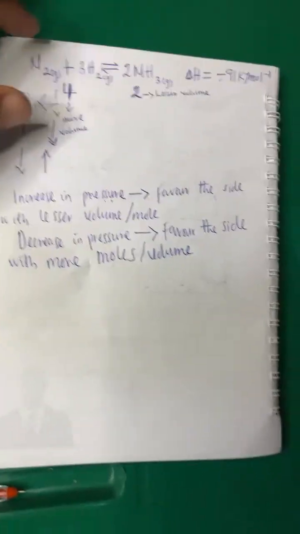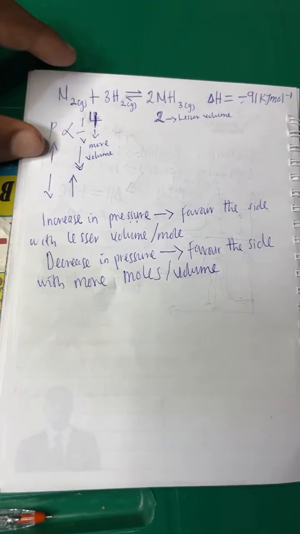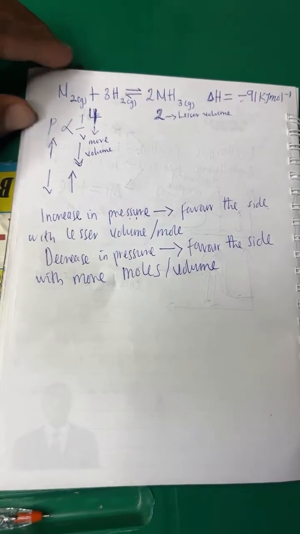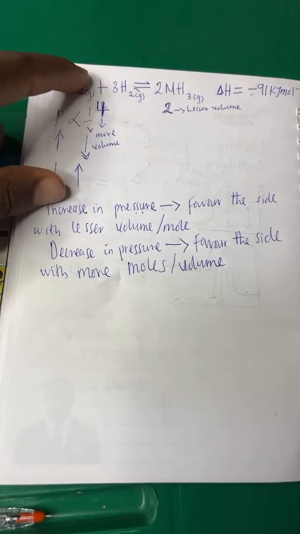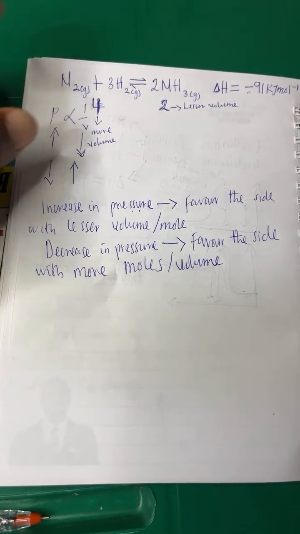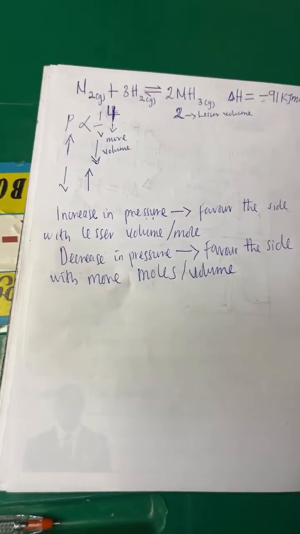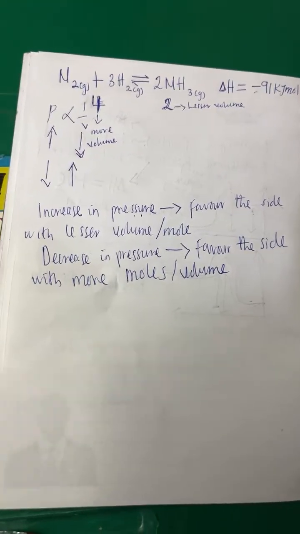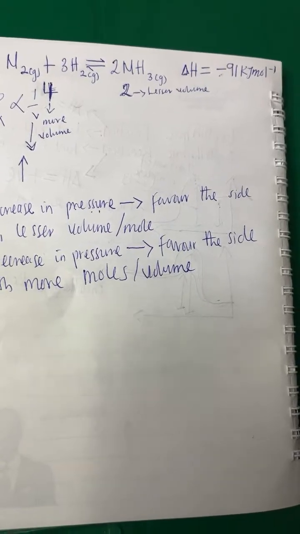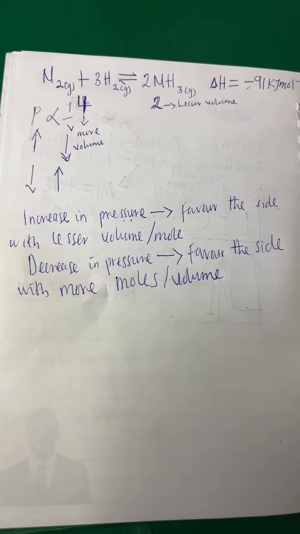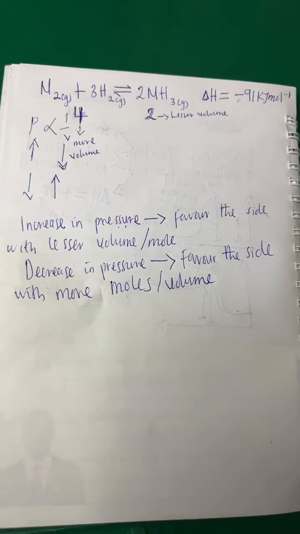So now, for this Haber process, where nitrogen gas is reacting with hydrogen gas to give us 2 moles of ammonia, if there is an increase in pressure for this particular reaction, which direction will it favor? Will it favor the forward reaction or the backward reaction? From this explanation that I just made, if there's an increase in pressure, it will favor the side with lesser mole or lesser volume.